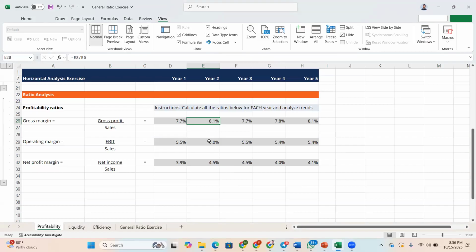If you look at the gross profit margin, you agree with me that year two has the highest. Actually, year two ties with year five in gross profit margin, that's correct. But for operating margin, year two has the highest.